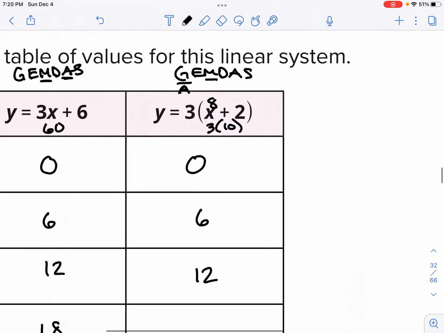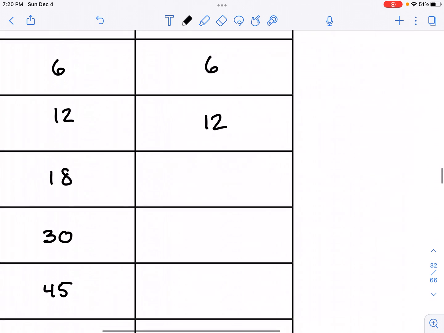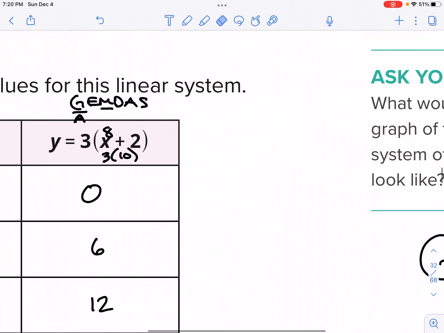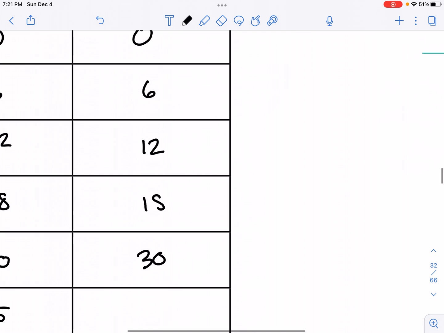Ooh, whoops, I skipped 4. Well, 3 times 10 is 30, so I'll plug a 30 in here. Forgot to plug in 4. Let's do that. All right, we get a bonus. 4 plus 2 is 6, and 3 times 6 is 18.